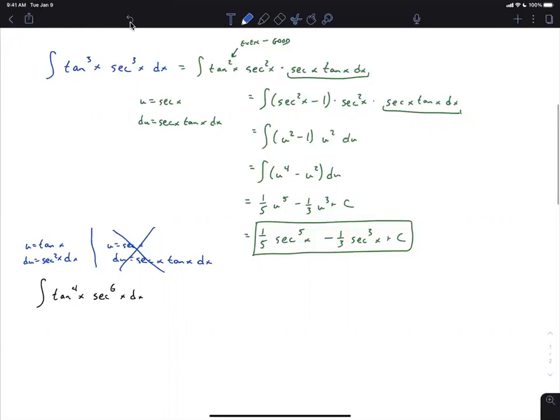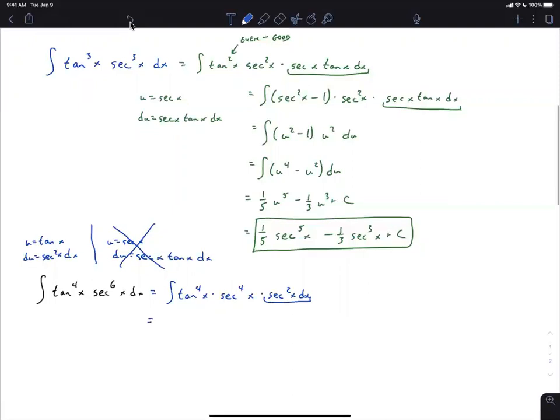If we're going to use this setup on the left, we're going to separate out 2 factors of secant. That leaves all 4 tangents there. And instead of 6 secants, we're going to have 4 left. And then we're going to put 2 of them next to the dx, and we're reserving that for the du. So that part is the du.